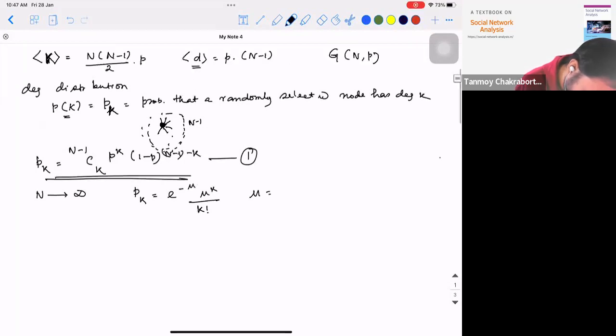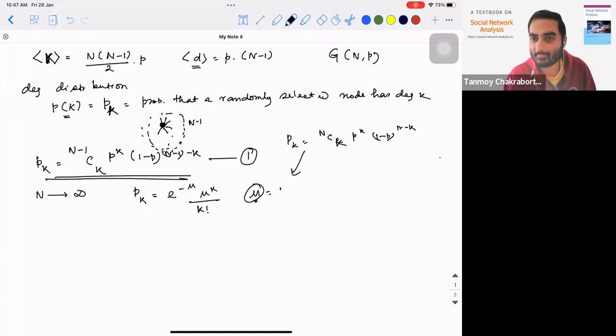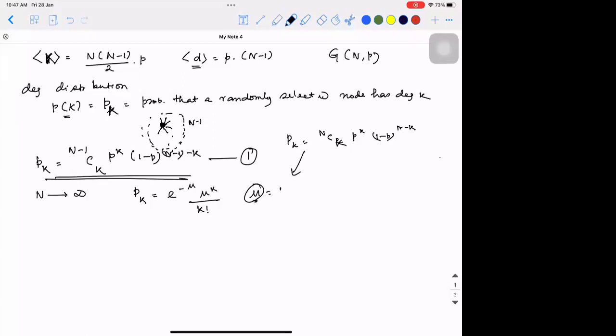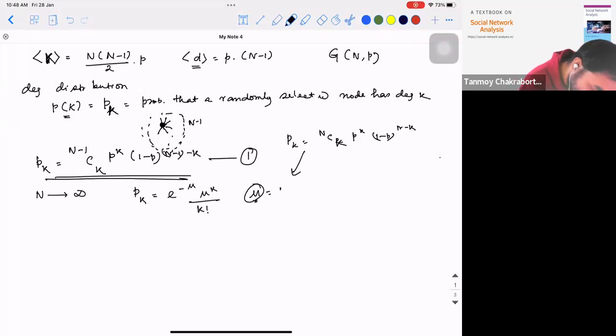Say you have a binomial distribution p_k, which is n choose k, p to the power k, 1 minus p to the power n minus k, right? And when you approximate this, your mu would be the mean, right? Any idea? Please unmute. Sir, n into p. Very good. For binomial.